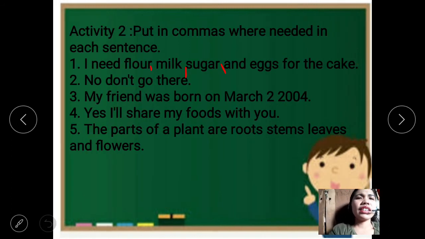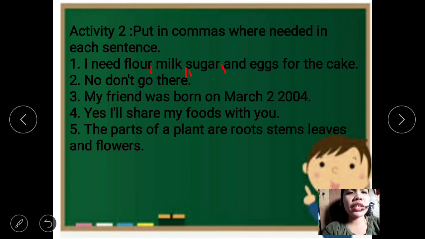Okay, next. Put in commas where needed in each sentence. So ngayon naman yung comma naman po ang ilalagay natin. For number 1, I need flour, milk, sugar, and eggs for the cake. Okay, so gaya kanina, rule ng comma, yung unang rule niya is to separate words in a series. So isa-separate natin yung words, bawat word, kaya tayo gumagamit ng comma. Ayan na. Naka-separate na siya.